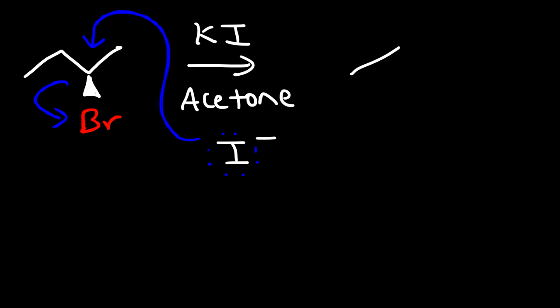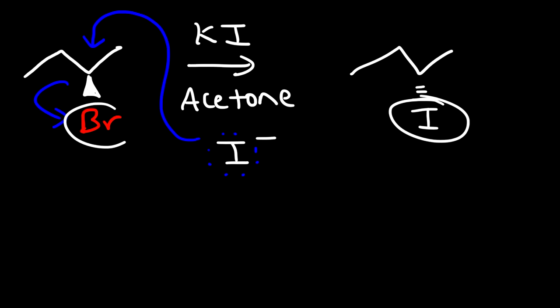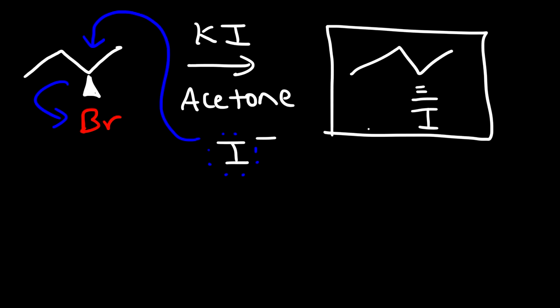Because of that backside attack, we're going to have inversion of configuration, and so the iodide ion will be on the dash as opposed to the wedge. And so we get the inverted product for an SN2 reaction. So keep in mind, the SN2 reaction works well in polar aprotic solvents.